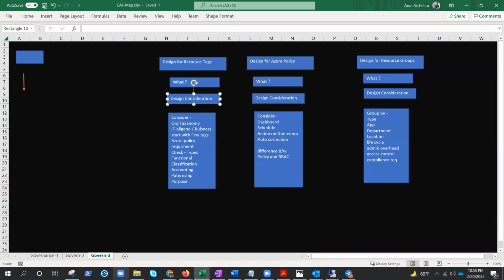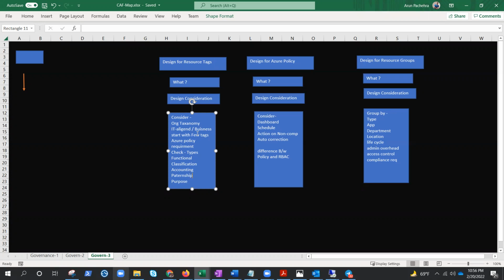Now let's see a few considerations before creating our tag design. We need to consider organization taxonomy. Has your organization already defined terms for compliance or cost reporting? Aligning tags with accepted department nomenclature will make it easy to understand. Maybe you already have such things on-premises, or you are already following something like that. Generally, you can choose IT-aligned tagging or business-aligned tagging. A combination of the two approaches can be very effective.